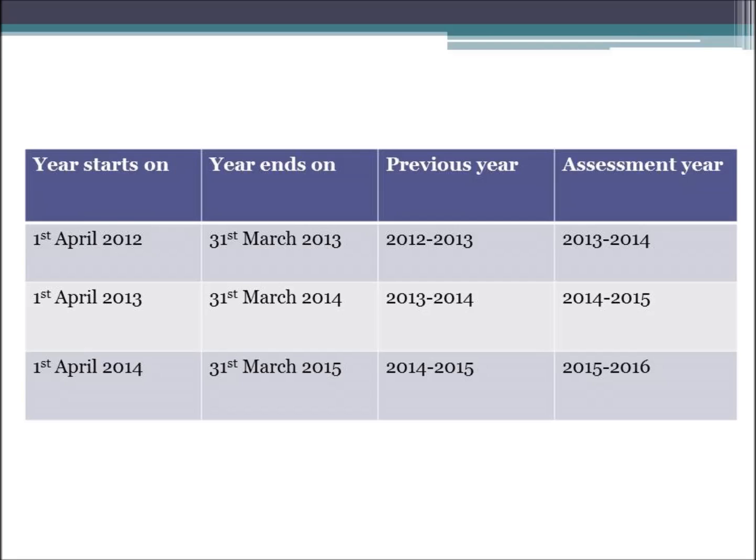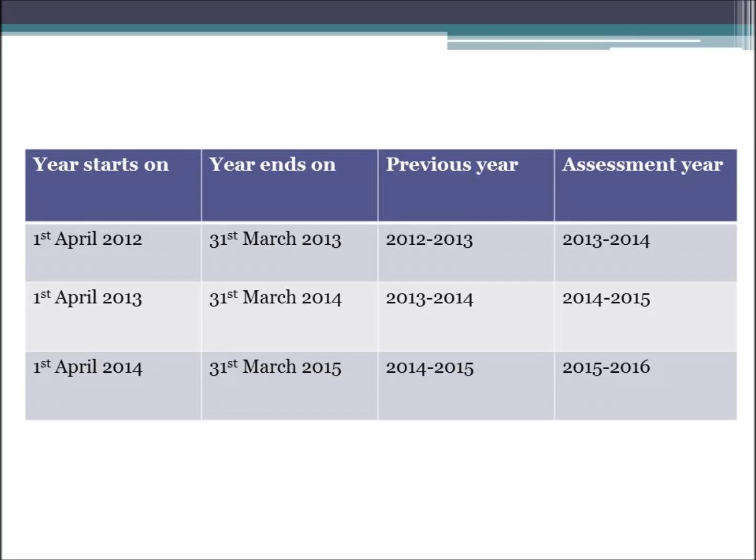If the year is starting on 1st April 2012 and ending on 31st March 2013, the previous year for this span of time will be 2012-13, and the assessment year, the year following the previous year, will be 2013-2014. Got it? Next is year starts on 1st April 2013, year ends on 31st March 2014. So the previous year for this span of time will be 2013-14 and the assessment year will be 2014-15.